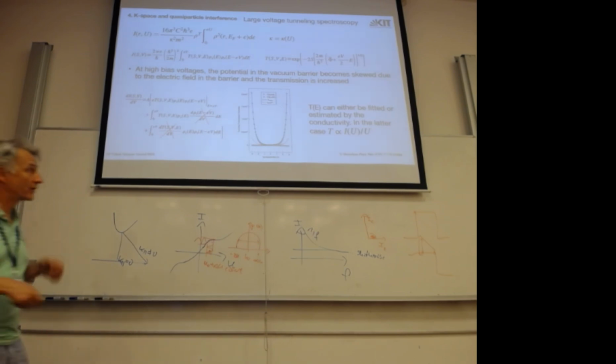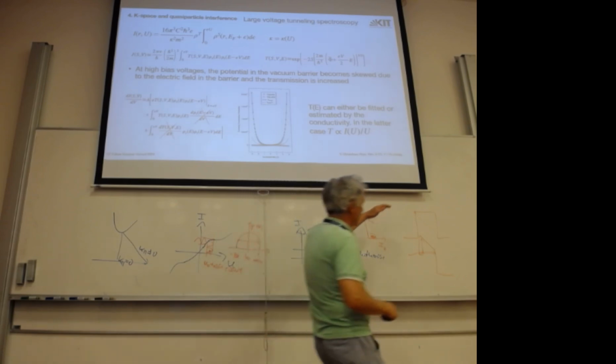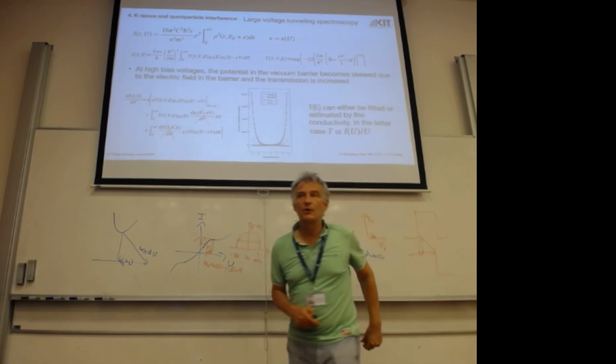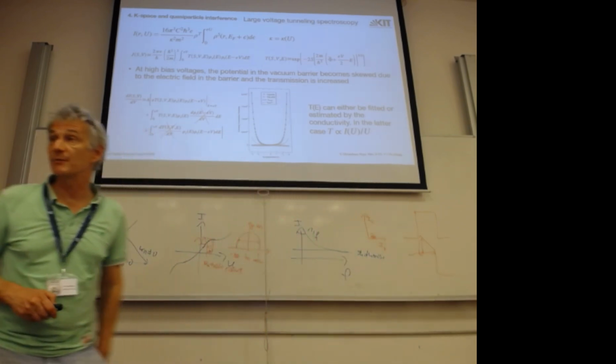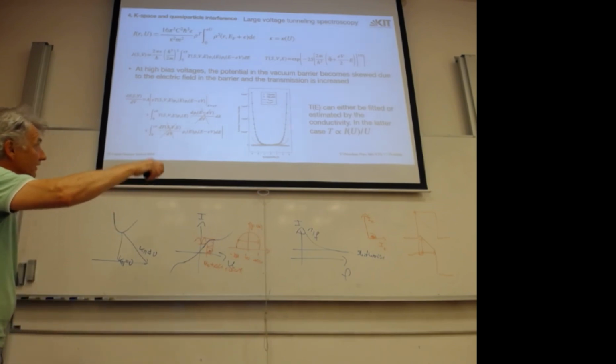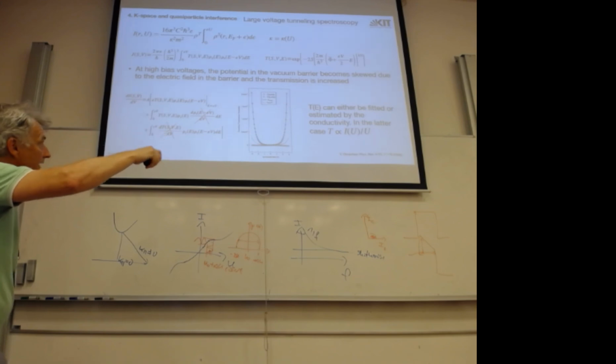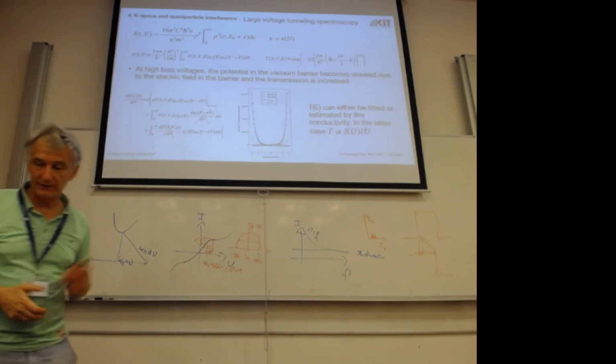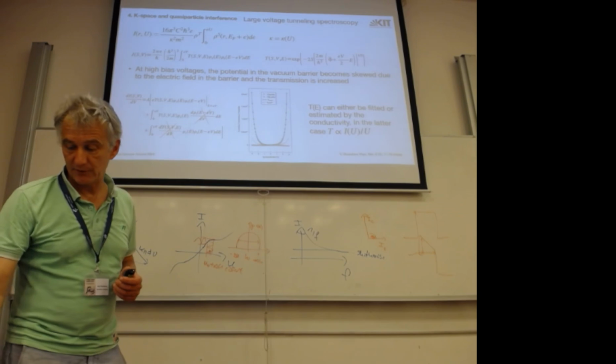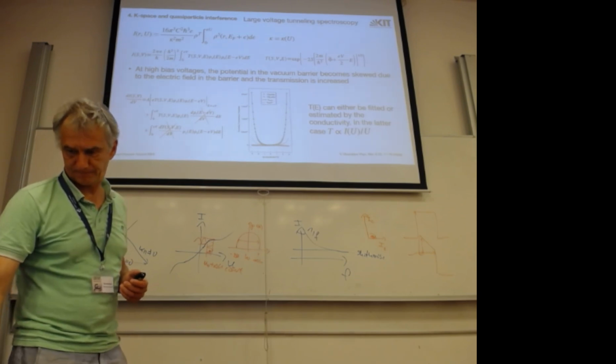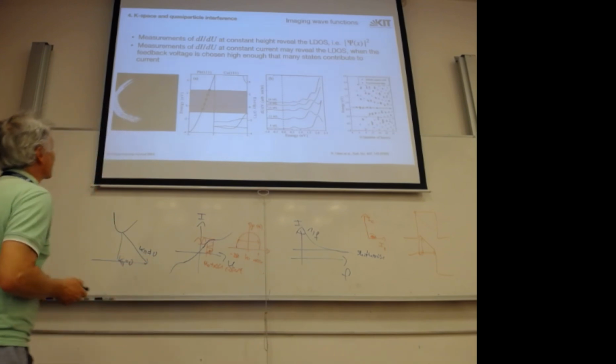So this barrier typically is 4 electron volts here. If you apply a volt, you already start to see this change of the transmission probability. It looks like this. It's an exponential function. And if you want to correct for that, you have to take it into account and fit it. So let me give you examples.